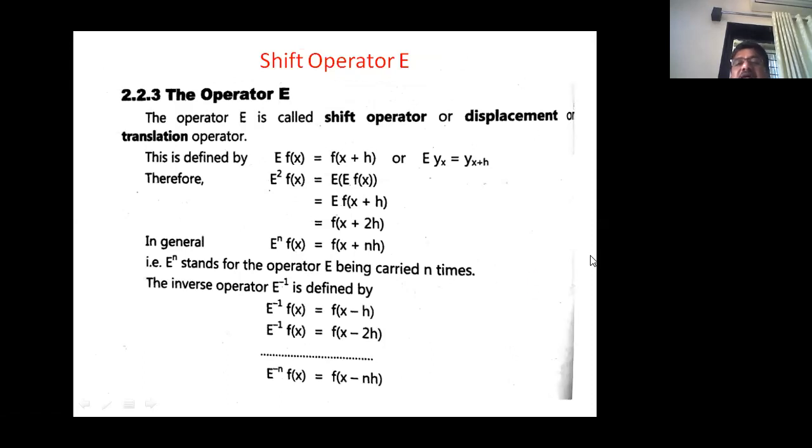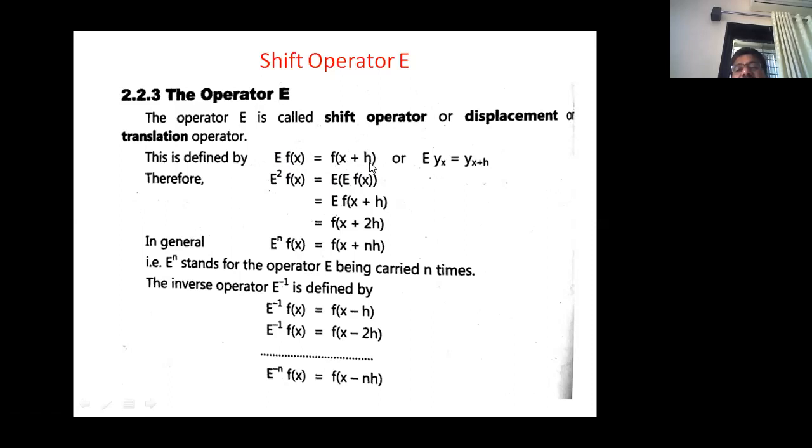The next is the shift operator, and the notation for the shift operator is E. It is also called a forward shift operator, or just the shift operator, or displacement operator, or translation operator. The notation is this capital E. Now, what is the definition of this operator E? E of f(x) is f(x+h).